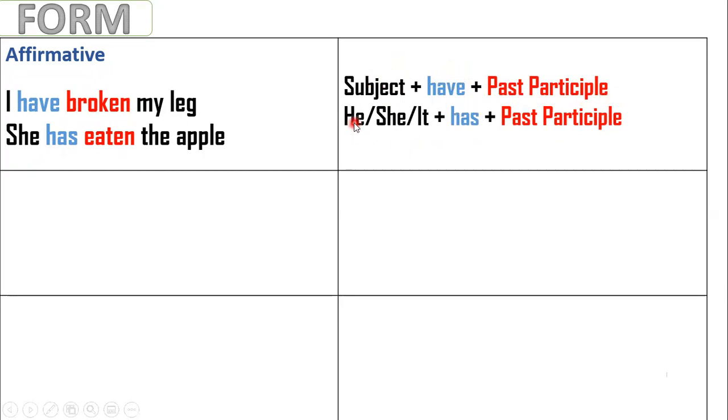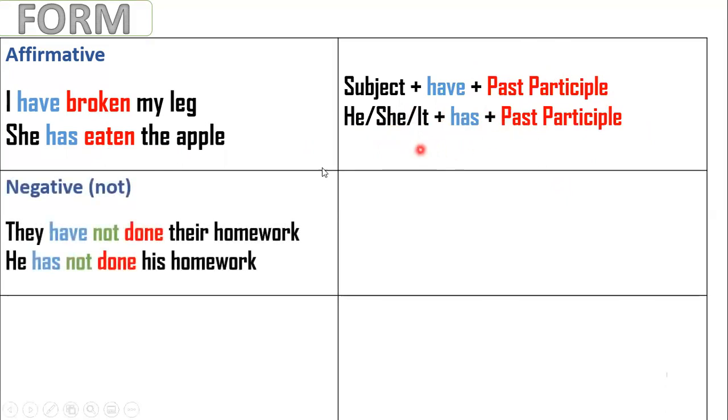And of course, when we have he, she, or it, we use has. She has, it has, he has. I have, you have, we have, you have, they have. Plus past participle. Okay? Let's continue now with the negative sentences. They have not done their homework. He has not done his homework.